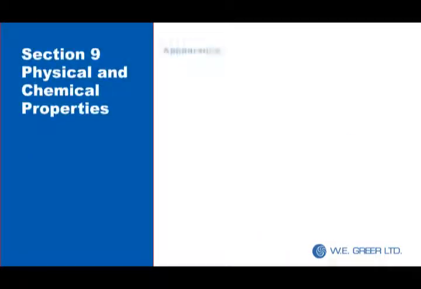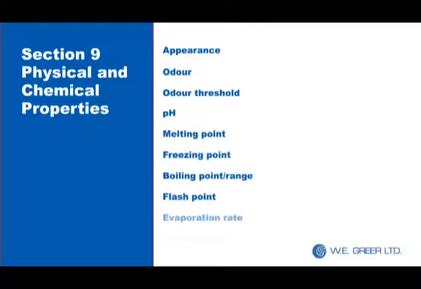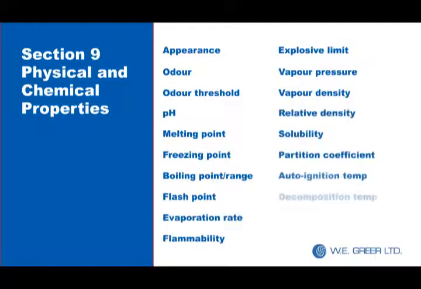Section 9, Physical and Chemical Properties, can include a wide variety of descriptive information on the product. These descriptive properties can help you to understand what to expect when the chemical is used in various situations. For example, if a highly flammable product has a high evaporation rate, you will need to ensure you have enough ventilation when using the product to avoid a buildup of flammable gas.